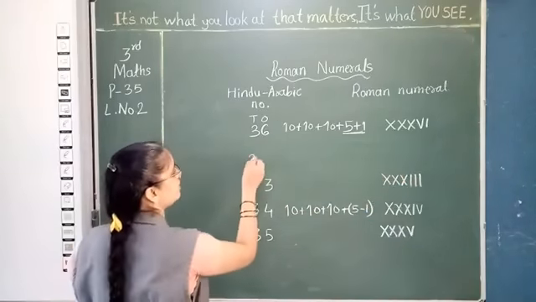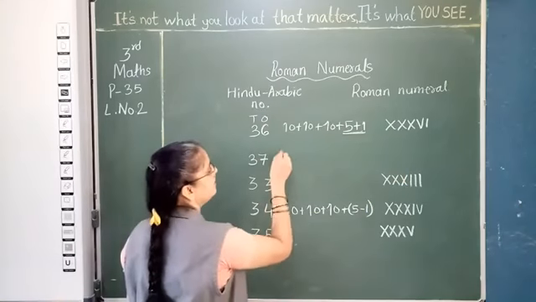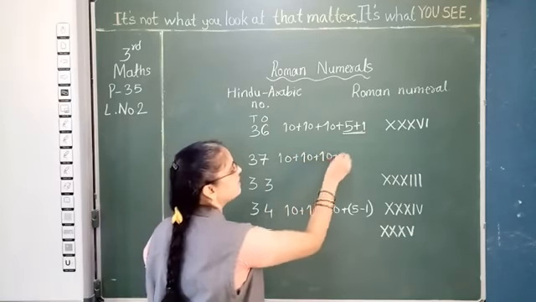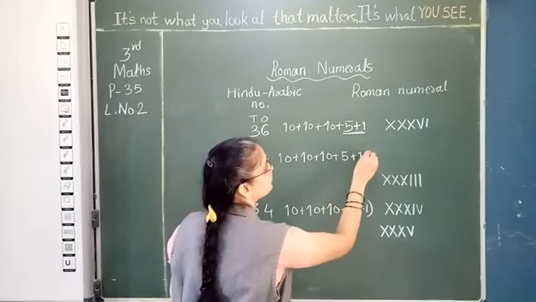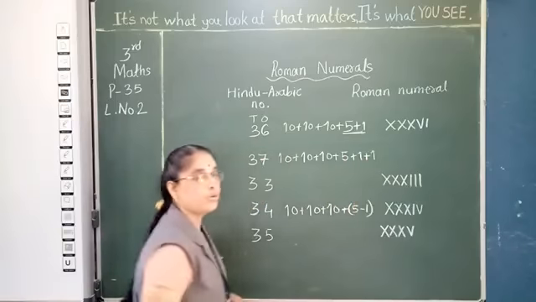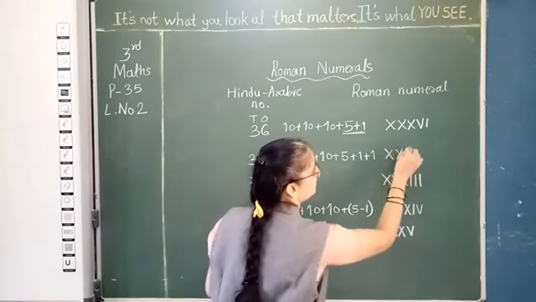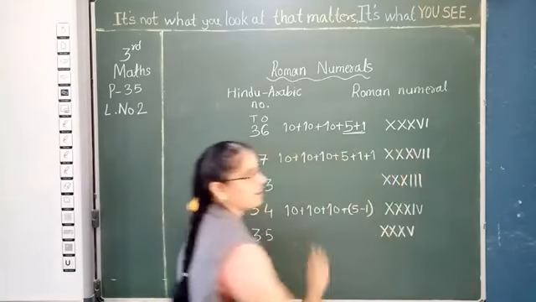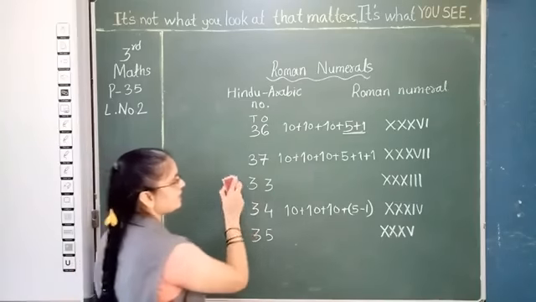Now the next is 37. Again, what is that? 10 plus 10 plus 10. Next 5 plus 1, and one more time we are going to add 1. So how are we going to represent it? X, X, X, V, I, II. This is for 37.